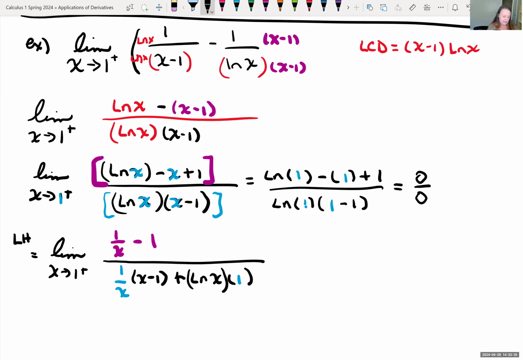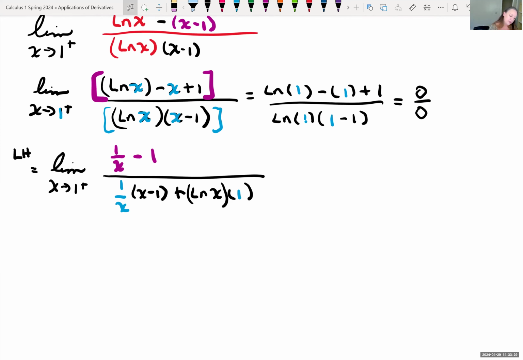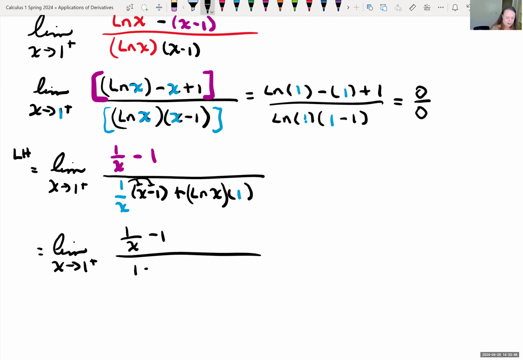Let's see if I can clean this up a little bit. If I distribute that 1 over x here, then the limit as x is approaching 1 on the right of 1 over x minus 1, all over 1 over x times x is just 1, minus 1 over x times 1 is 1 over x, plus the natural log of x.